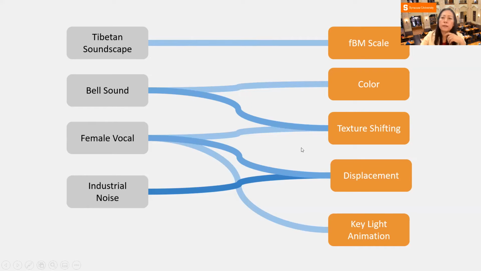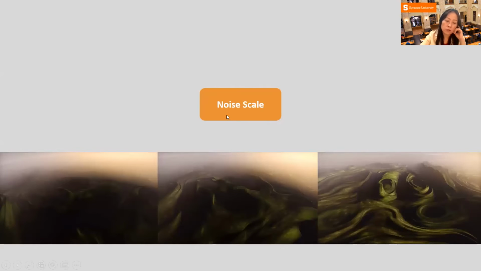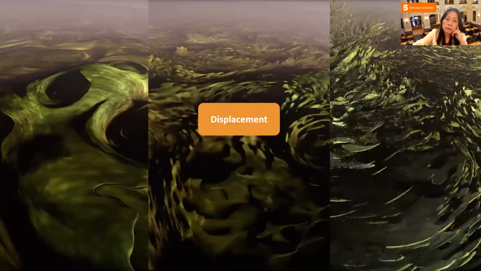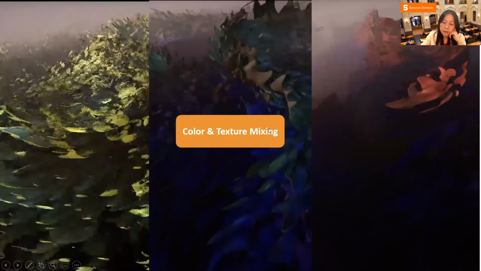Okay. And they are linked to all those different variables to control the visual. For example, the noise scale, as you can see from the image on the left side to the right side. There's more noise, and you can see the form change. And this is the channel of displacement. It was linked to the female vocal and also the industrial noise. So it changed from this into completely deformed. The color and texture mixing was linked to a lot of things: the female vocal, the bell sound, to name a few.